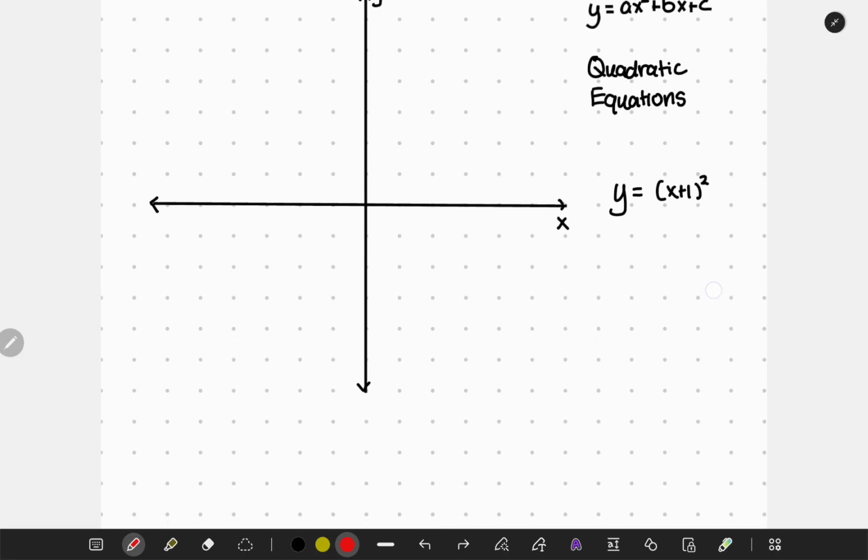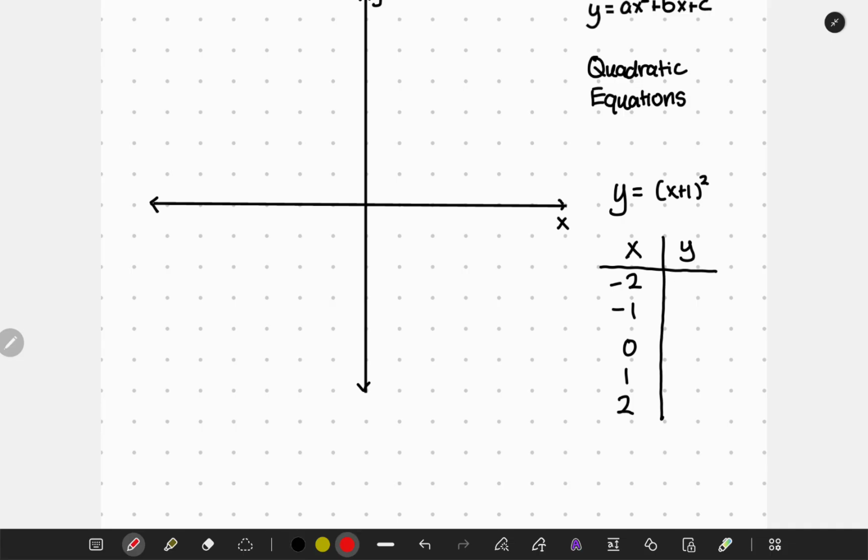In order to graph it, we need to create a table. A table needs two things: the x values, which is the thing we're plugging in, and the y values, the thing that we're getting out of it. Here I have my x and y columns, and I just need to figure out some values to plug in. I'm going to use these 5 values because they're fairly easy to plug in.